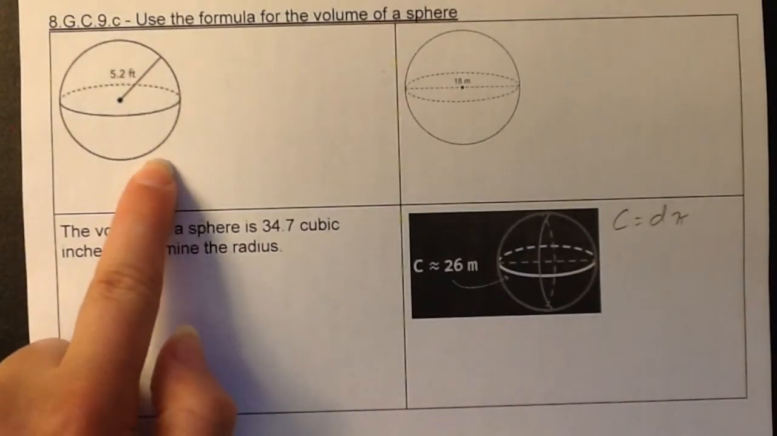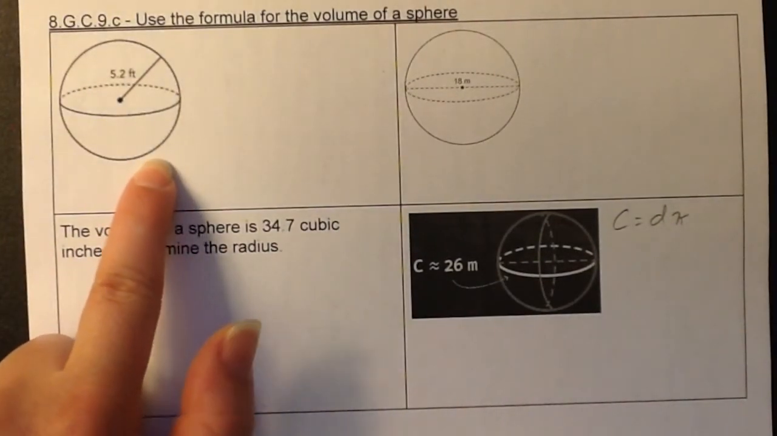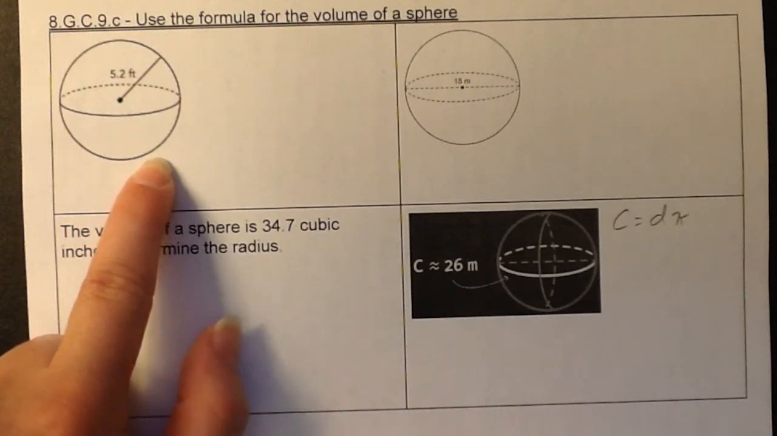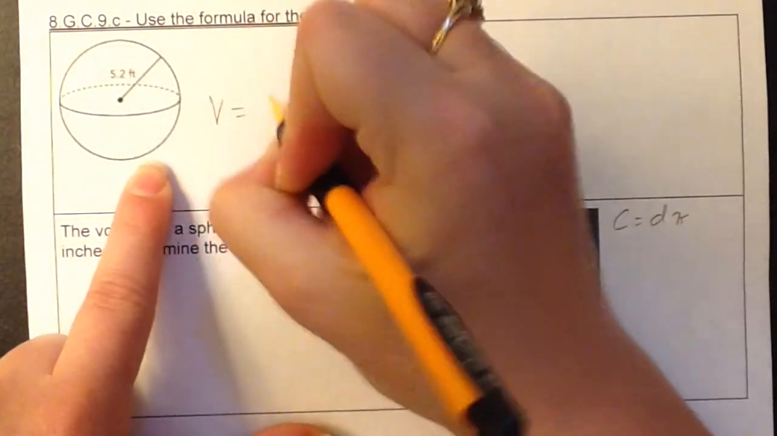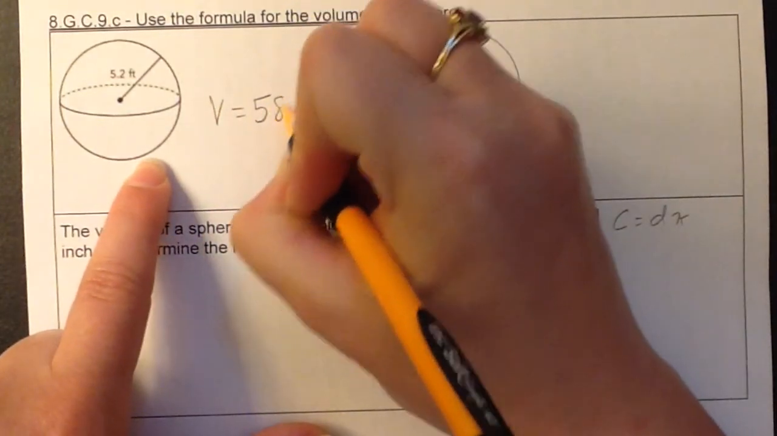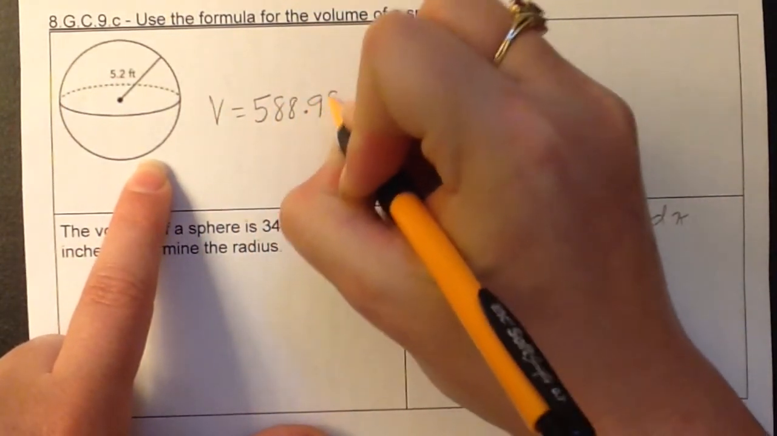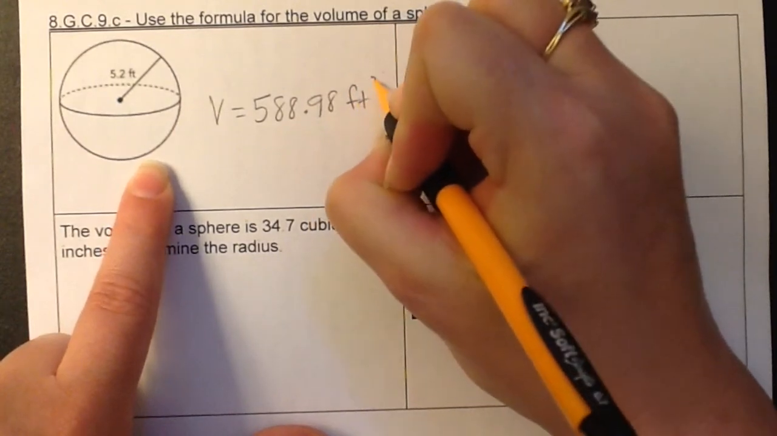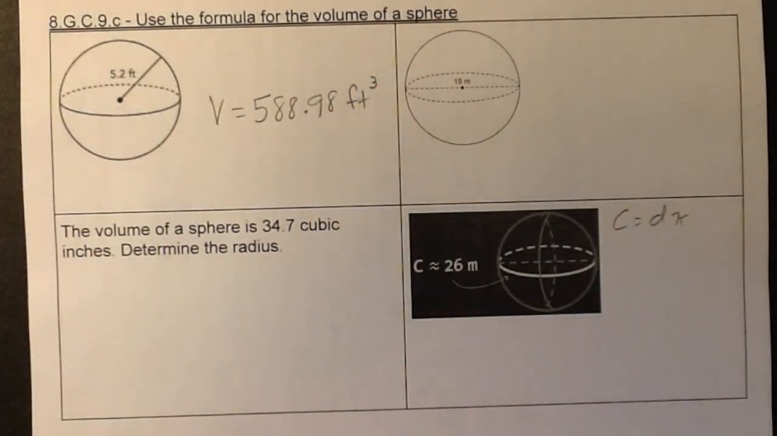So let's just do this first one. So again, use Google, so typing in volume of sphere, and then putting in that my radius is 5.2, and I'm getting 588.98, and it's feet cubed. So if you're using Google, these volume problems will go by really, really fast.